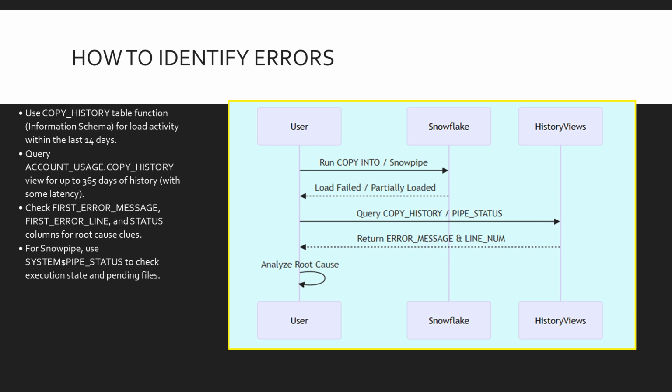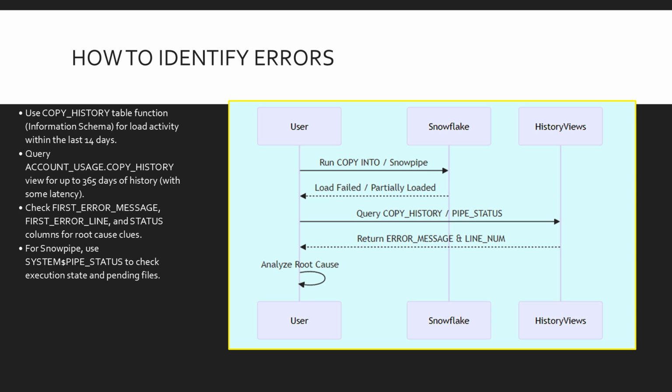For Snowpipe specifically, the system$pipe status function is invaluable for checking if a pipe is running, stalled, or has pending files queuing up. Here we see the identification sequence. The user initiates a load which returns a failure status. The user then queries the history views. Snowflake returns specific metadata like the error message and line number. The user then uses this specific output to analyze the root cause, bridging the gap between a generic failure and a specific, actionable problem.